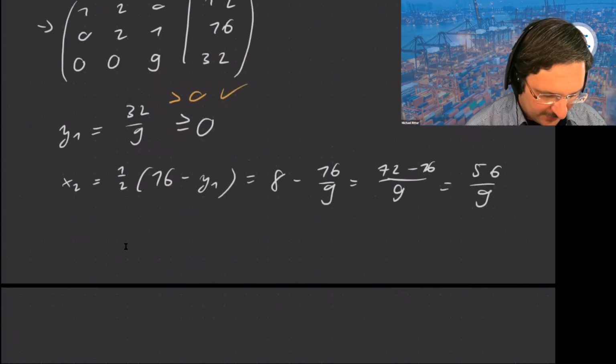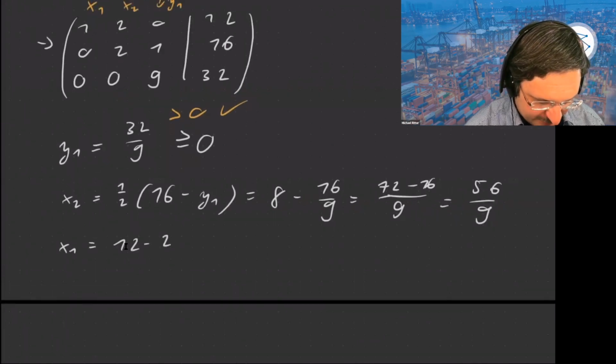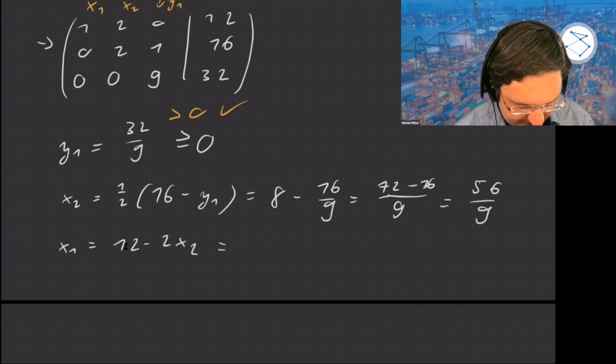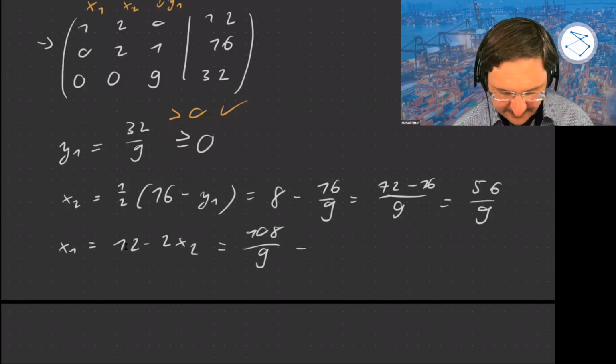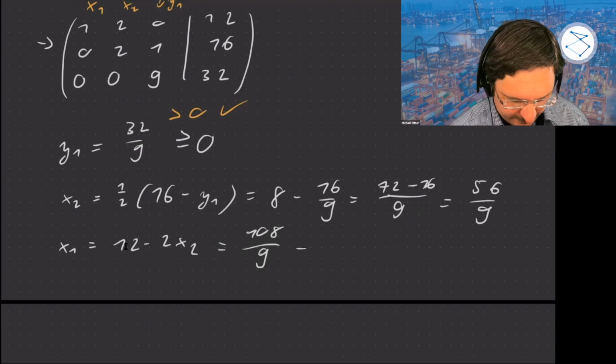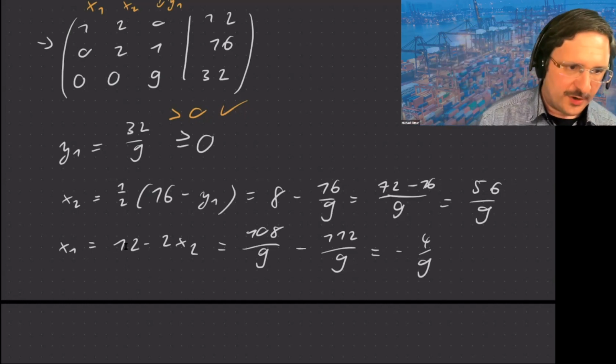And finally, x1. x1 is 12 minus 2x2. So 12 times 9 is 108. 108 over 9 minus, and 56 times 2 is 112 over 9. So that would be 4 minus 4 over 9. Okay, so we have x1 and x2.